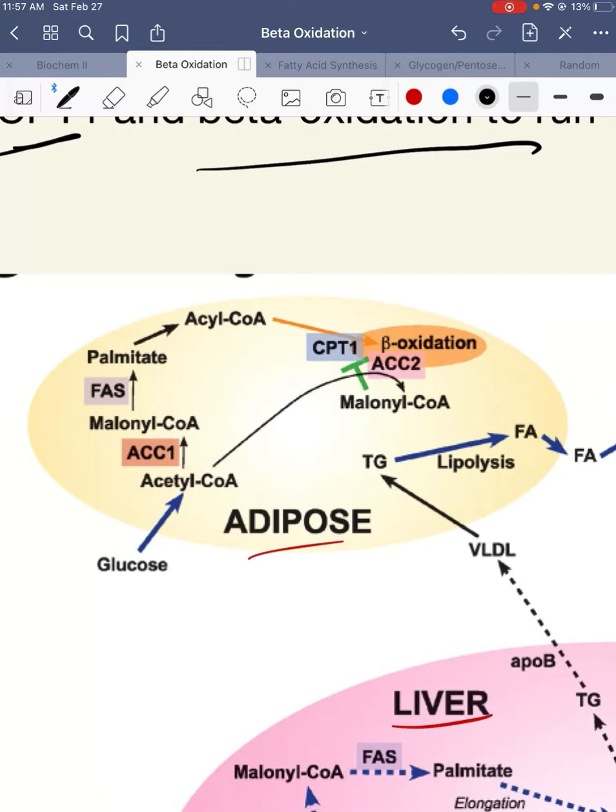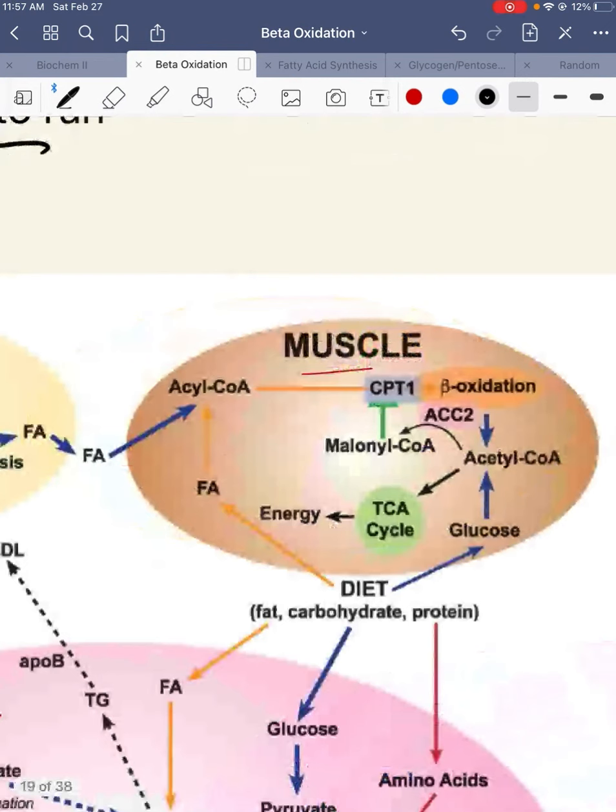We'll see that the production of ACC, so ACC1 is over here. The acetyl-CoA can also go into malonyl-CoA through ACC2. This malonyl-CoA can then go back and inhibit CPT1. It's also the same in the muscle.